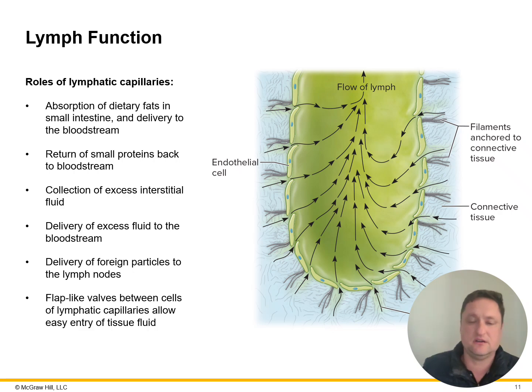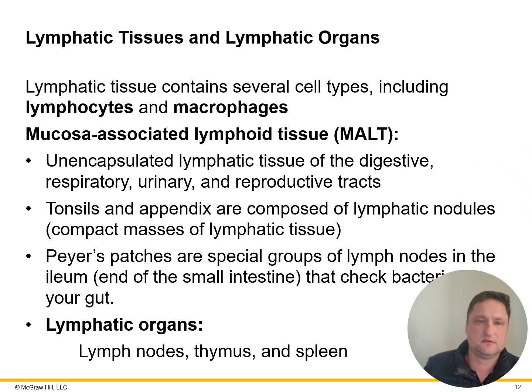So those are the function of lymph. All right, let's talk about lymphatic tissues, lymphatic system in terms of immunity. So the immune arm of the lymphatic system lives in diffuse tissues and encapsulated organs. So MALT, M-A-L-T, which is mucosa associated lymphoid tissue, is unencapsulated lymphatic tissue embedded in mucosa linings of the digestive, respiratory, urinary, and reproductive tracts.